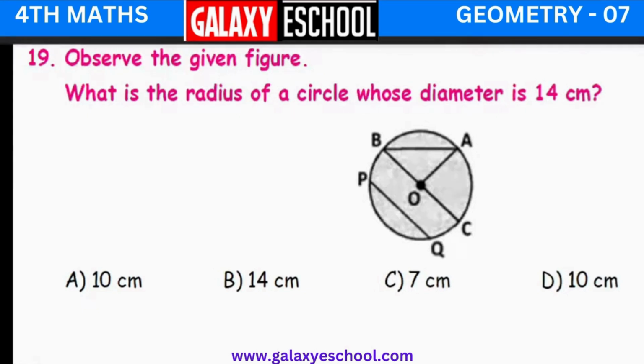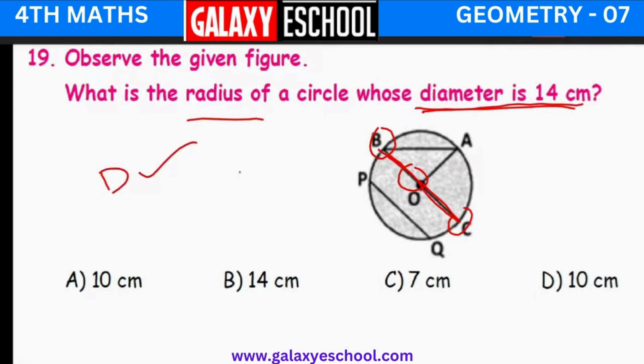For the given circle, we already know that the diameter is equal to 14 centimeters. What is the diameter in this given figure? BC. Yes, both the endpoints are on the circle and it is passing through the center of the circle. So here the diameter BC is of length 14 centimeters. And then coming to the radius of the circle, D is already given. We have to find out the radius.